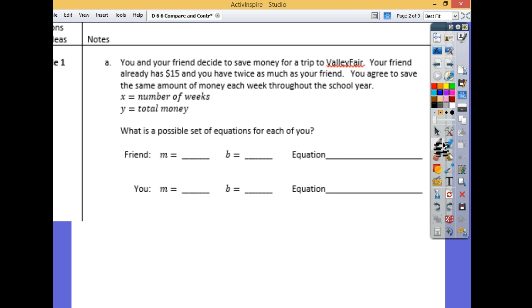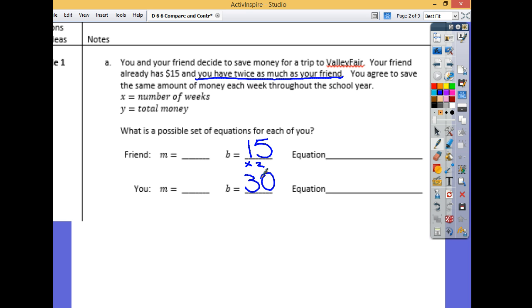Your friend already has $15. So your friend is starting out with $15. So is that your friend's slope, or is that their y-intercept? Your initial amount that you start out with is 15. You have twice as much as your friend when you start out. So how much do you have? 30, because you take that times 2, twice as much, so you have $30 starting out.